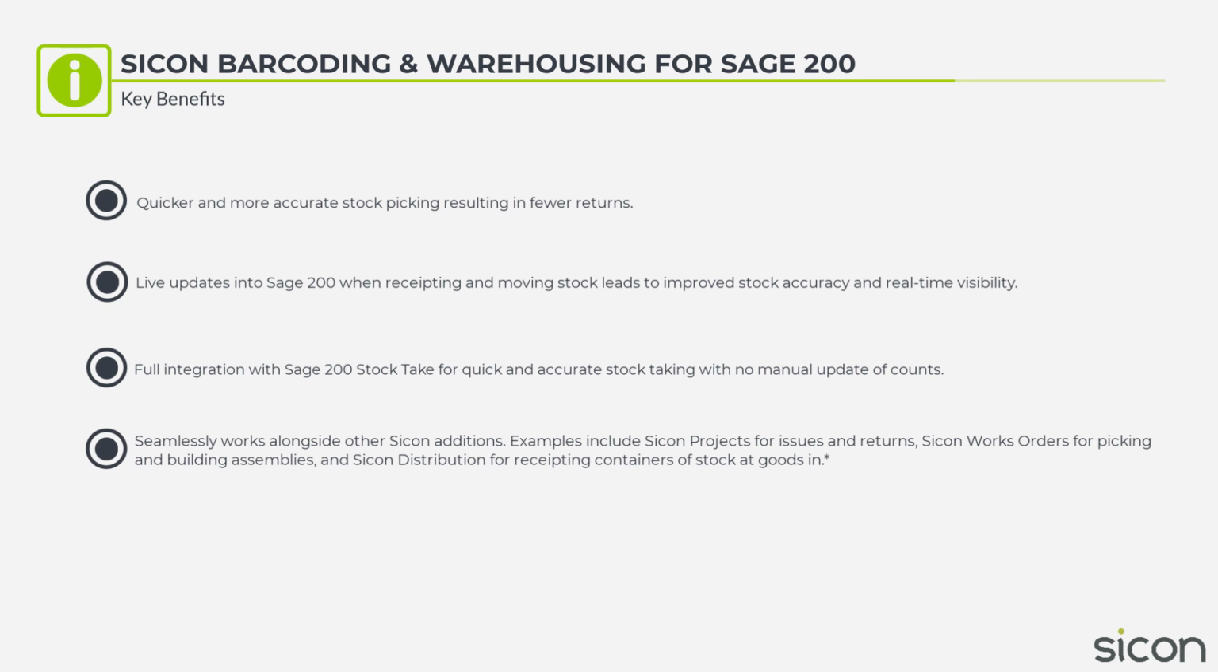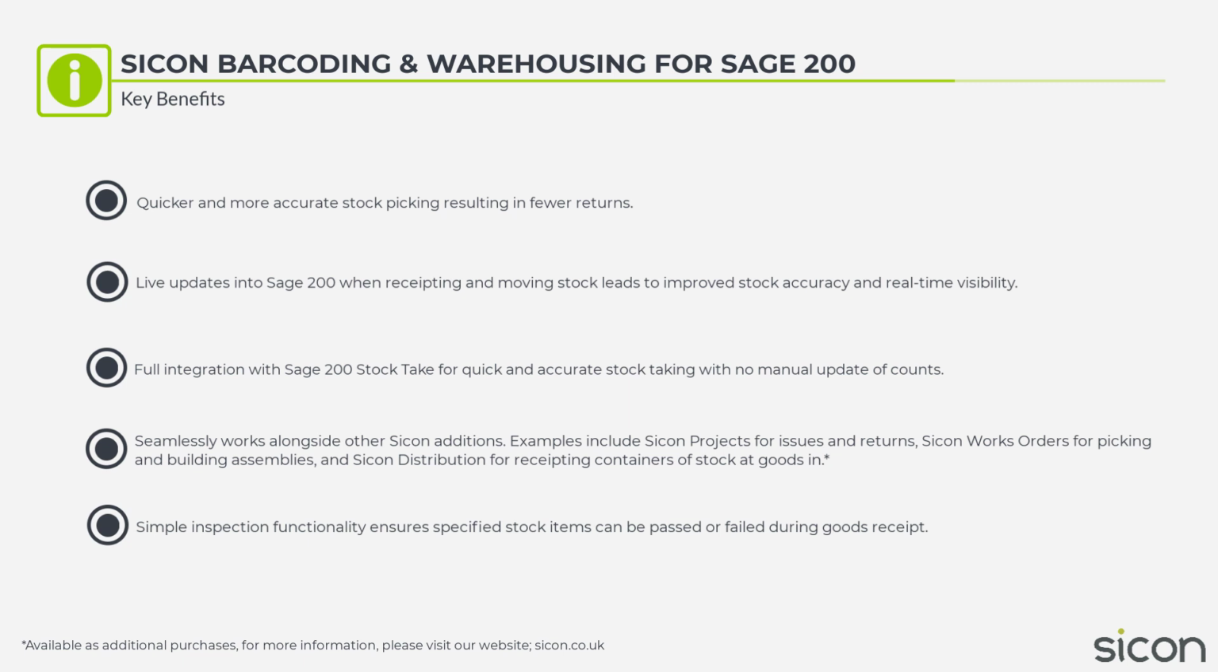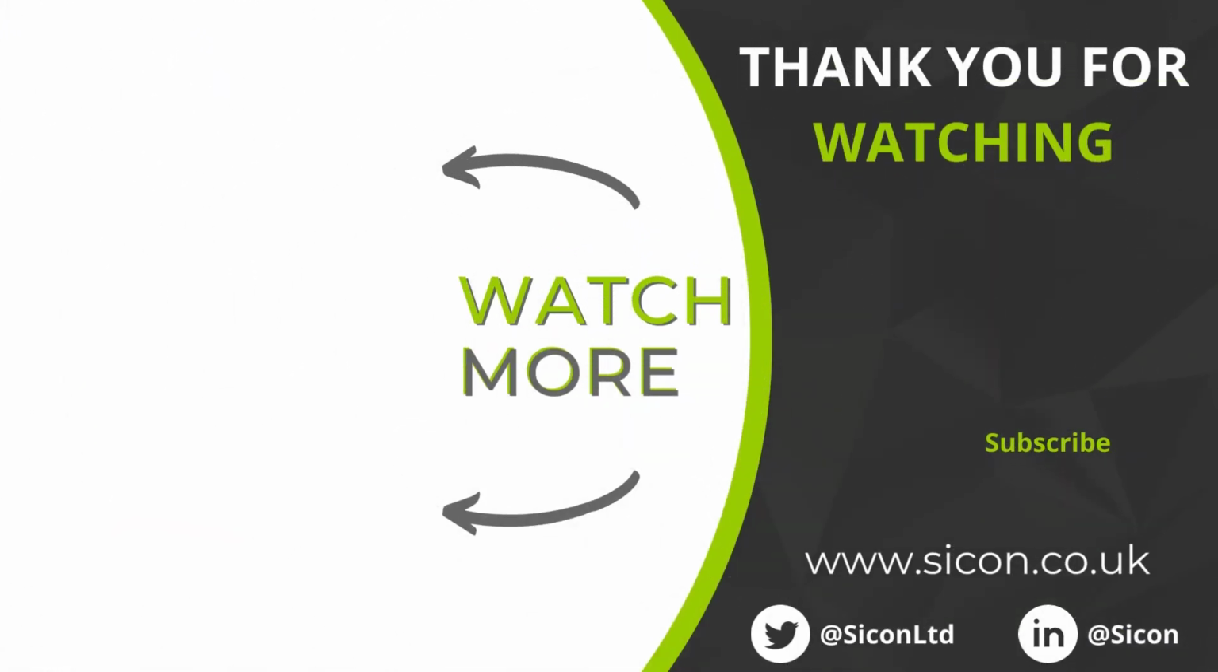Seamlessly works alongside other Sicon additions. Examples include Sicon projects for issues and returns, Sicon works orders for picking and building assemblies, and Sicon distribution for receipting containers of stock at goods in. Simple inspection functionality ensures specified stock items can be passed or failed during goods receipt. This is just a sample of the functionality that's available.